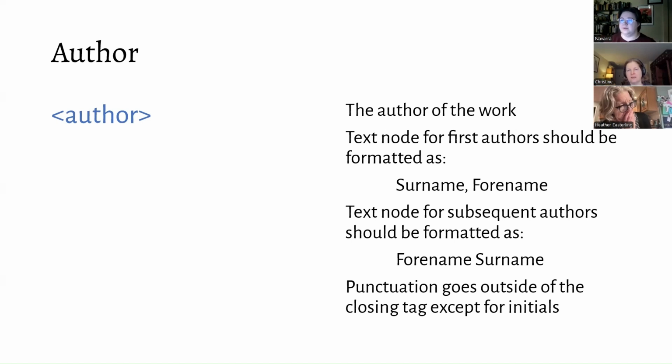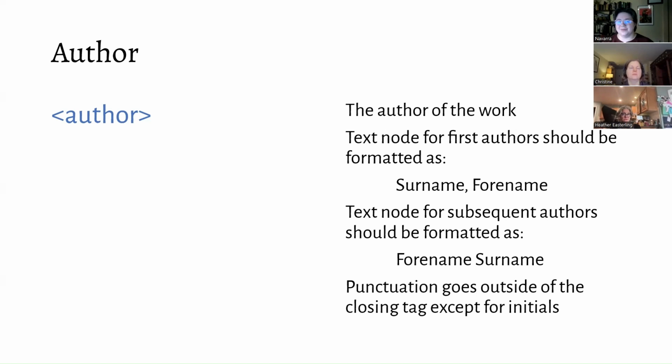But the elements that you'll be using to do this are author, which is pretty straightforward. The element just is author. That's the author of the work. You're going to format your text node for the first author as surname, forename. For subsequent authors, it's going to be forename, surname, following that MLA7. And punctuation will go outside of the closing tag, except for when there's initials, because we don't want to wrap anything in a tag that isn't actually the author.